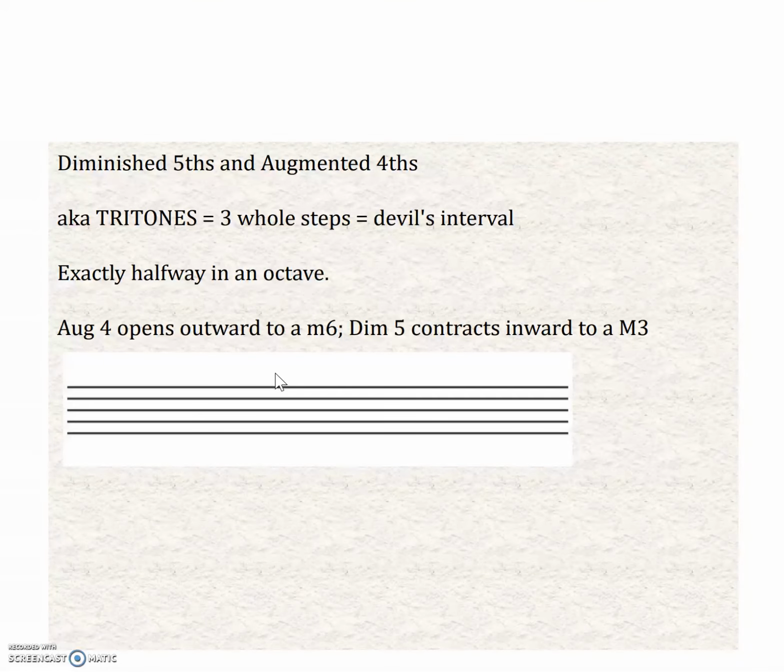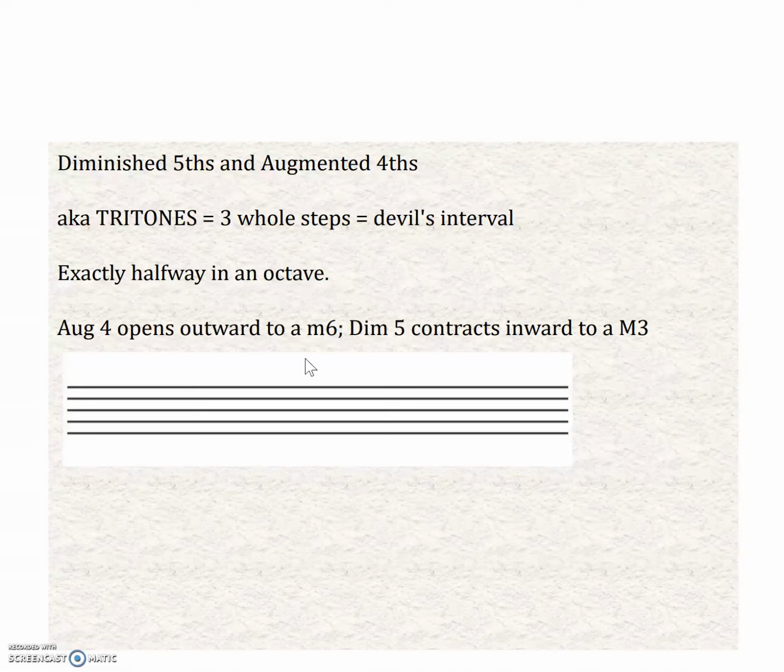Okay, so we need to talk about diminished fifths and augmented fourths, which are actually the same thing. Think about it. When we talk about inverted intervals, 5 plus 4, and then diminished becomes augmented. But these are special because they're called tritones. So there are 3 whole steps, and tritones used to be known as the devil's interval. The reason they're super cool is because they're exactly halfway in an octave. In an actual key, they don't show up, but you can find them.